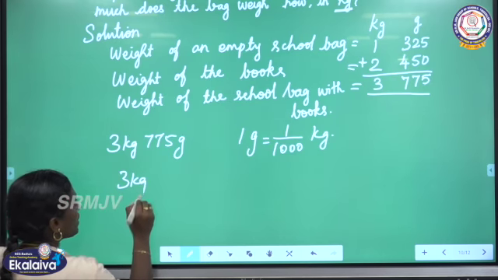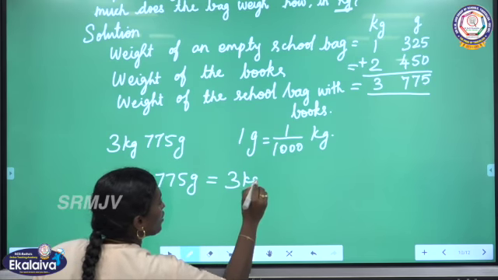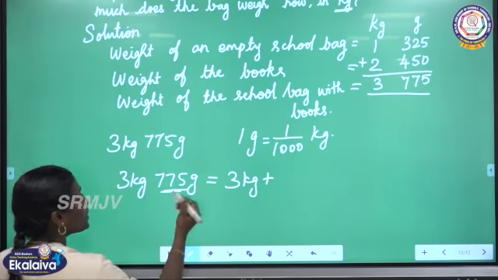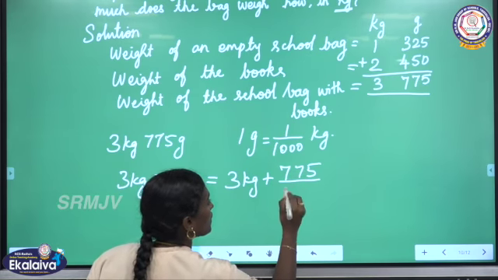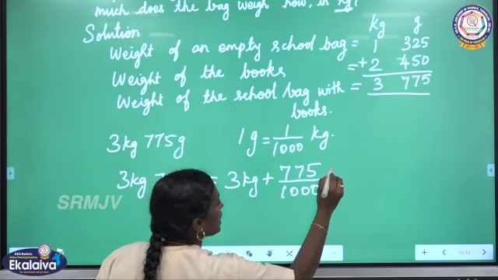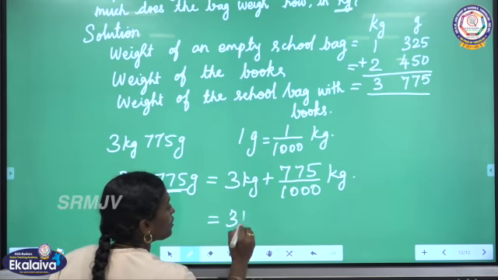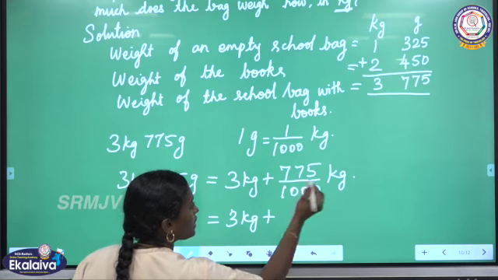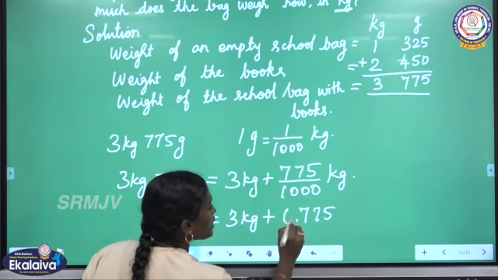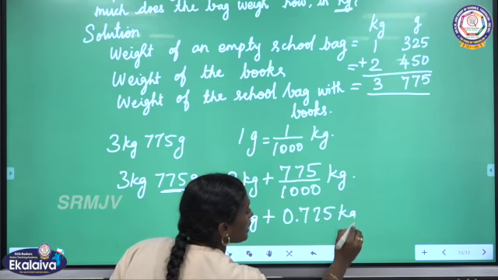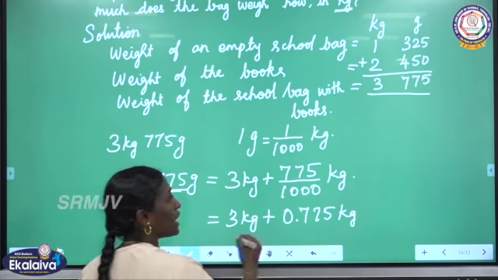So, 3 kilogram and 775 gram is equal to 3 kilogram plus, we are going to convert 775 gram to kilogram. So, 775 by 1000 kilogram. Now, we have to write it as a decimal. So, 3 kilogram plus, we need 3 decimal places. From the last, before 3 digits we have to keep the decimal point. Then that is 0.775 kilogram. Now, we have to add these two.